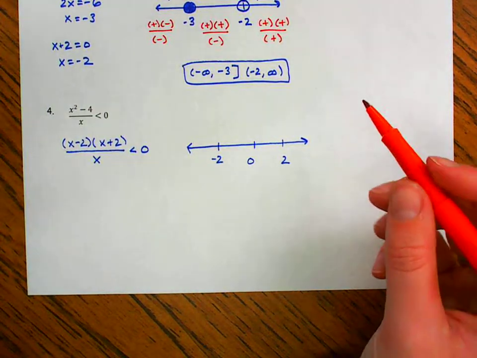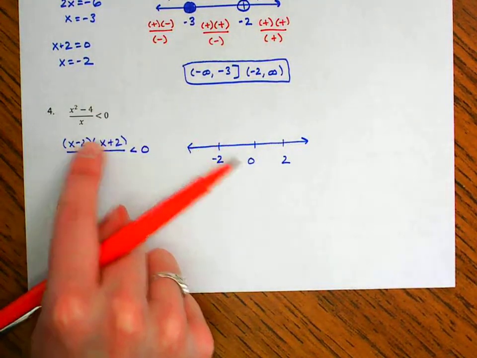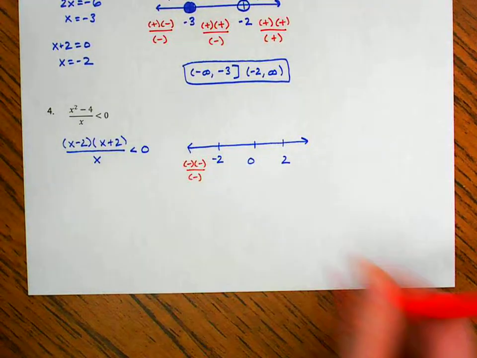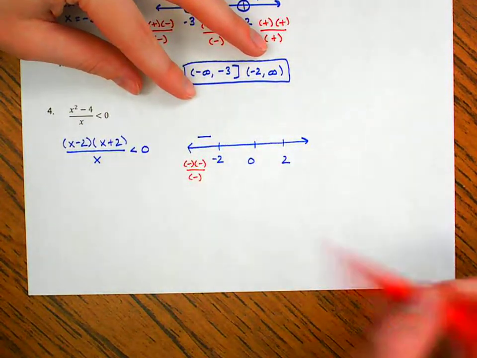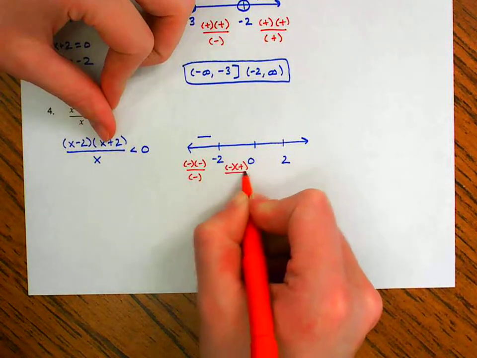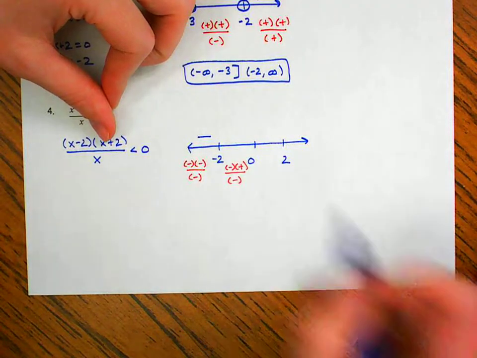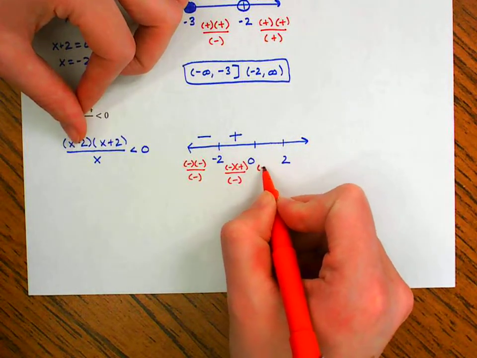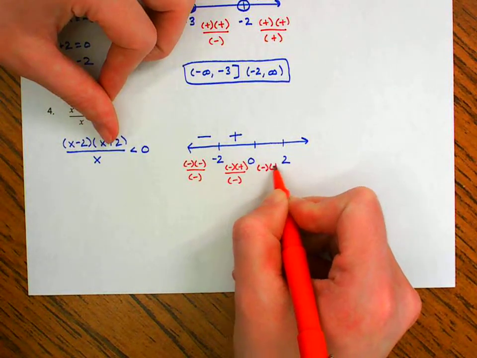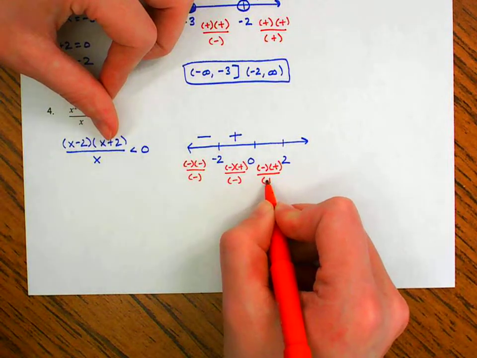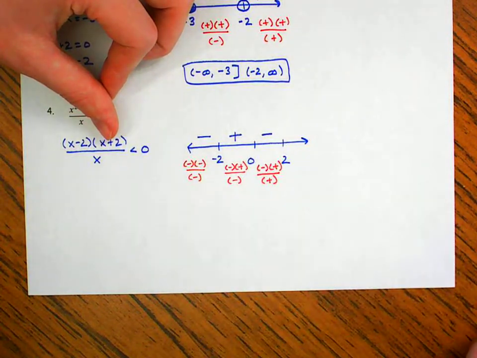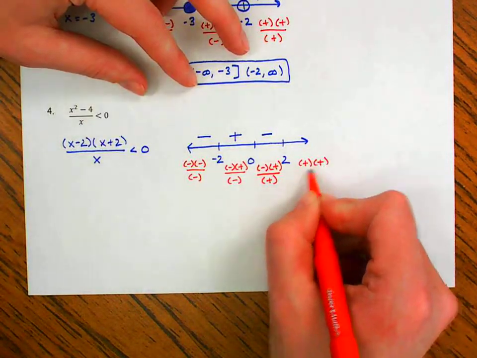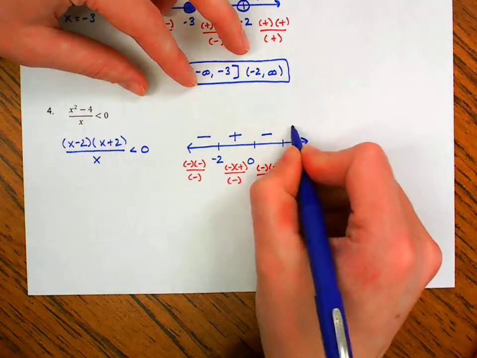So now we start testing things. Let's plug in negative 3. It's going to make this negative, negative, negative. It's an odd number of negatives, so this will be negative. If I plug in negative 1, it's going to be positive, negative. We have an even amount of negatives. If I plug in a positive 1, it's going to be negative. Oh, sorry, positive 1, so this will be positive. I have an odd number of negatives. Over here, everything is greater than 2, so this will be positive, positive, positive. Okay, that's going to give me positive.